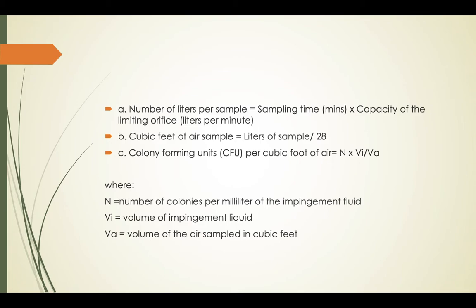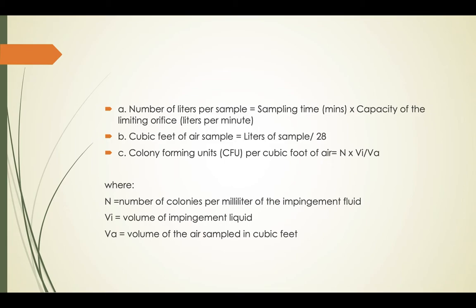So the number of liters per sample, as I mentioned, is dependent on the sampling time, how long you did your sampling, and the capacity of the limiting orifice, normally expressed in liters per minute, or it could be volume per time. So a specific rate for the limiting orifice. So you just have to multiply your sampling time with the capacity of the limiting orifice so that you can get the number of liters per sample.